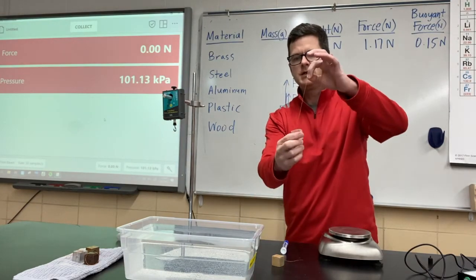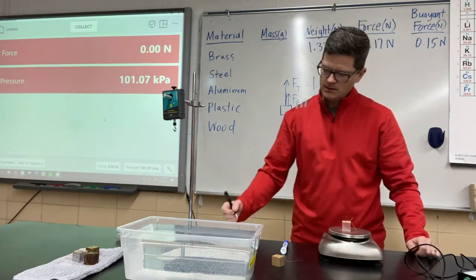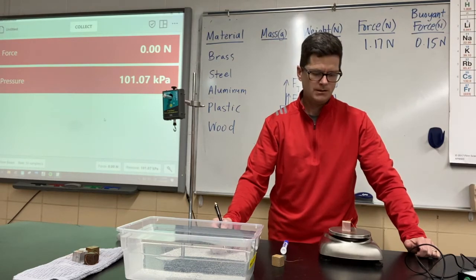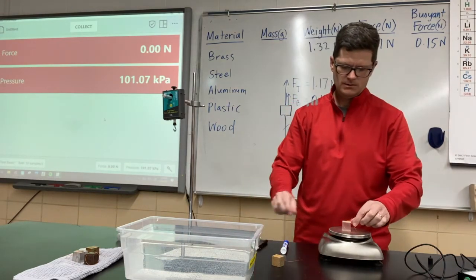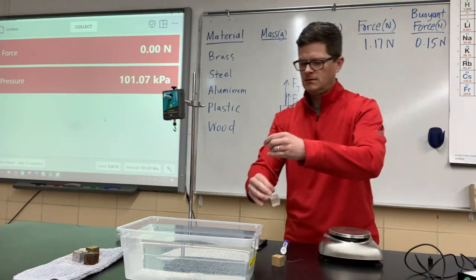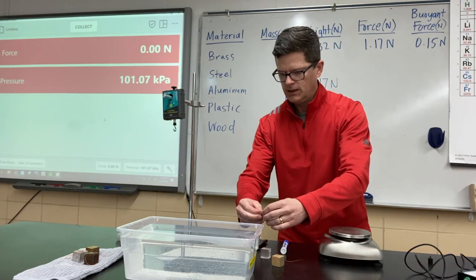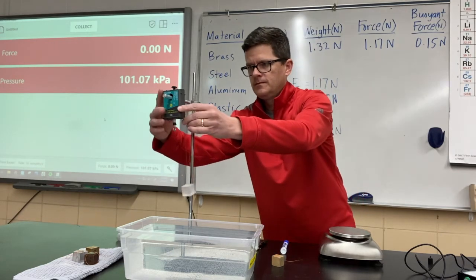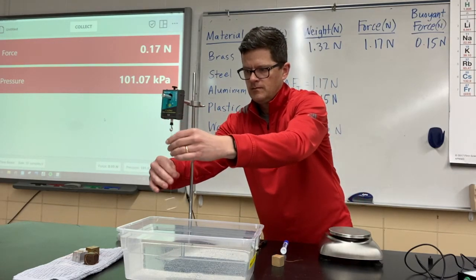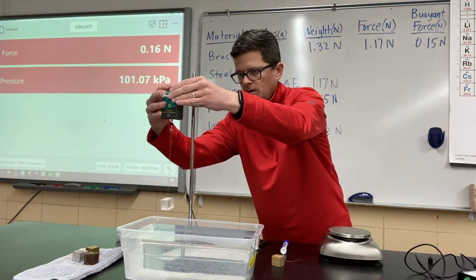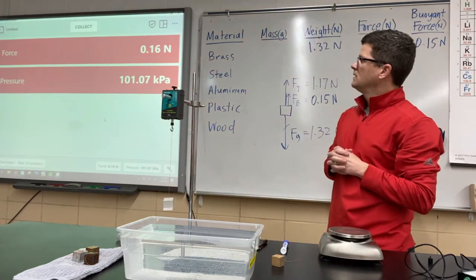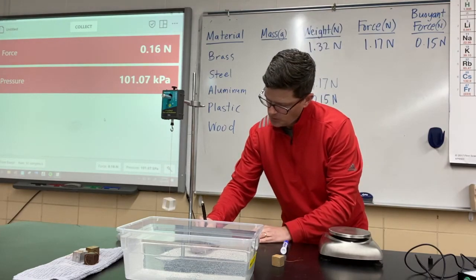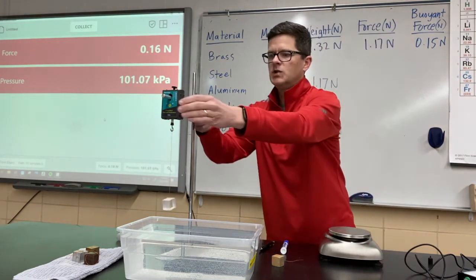And next up, the clear plastic. The mass I have is 18.33 grams. Let's go ahead and get the direct measurement of its weight. That's straight. The weight is 0.16 newtons. Let's go ahead and submerge it.